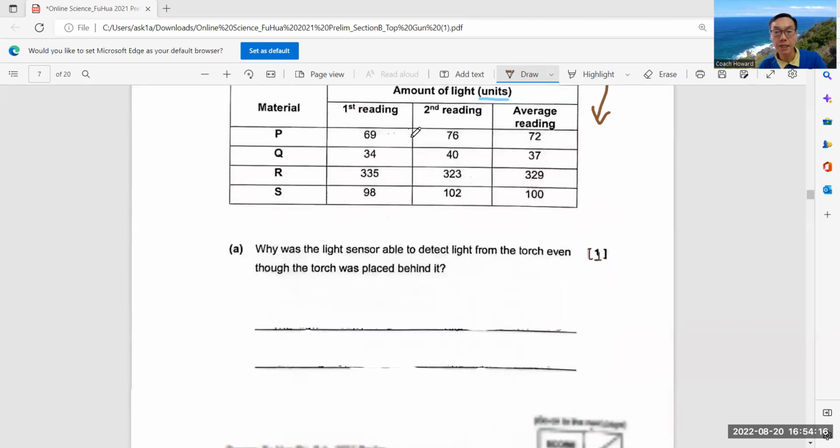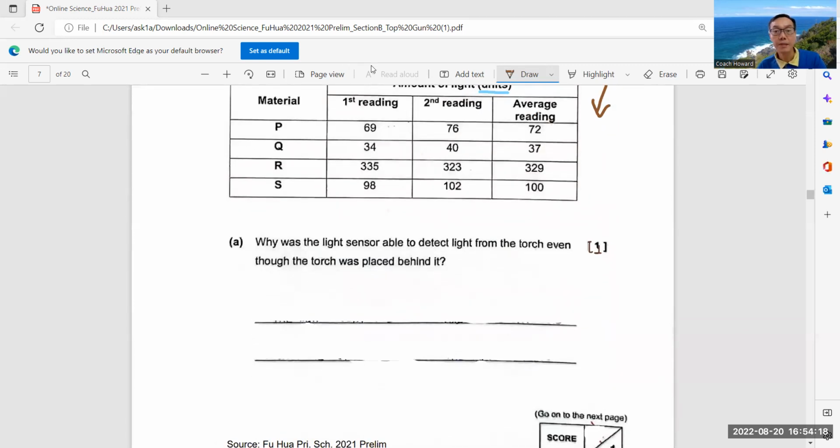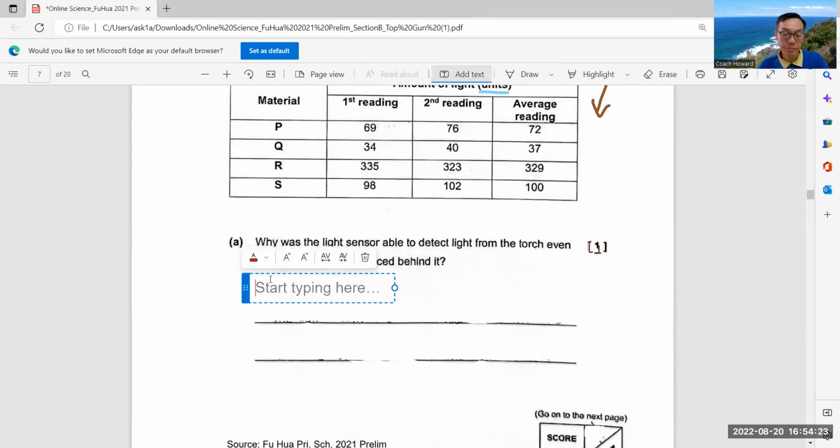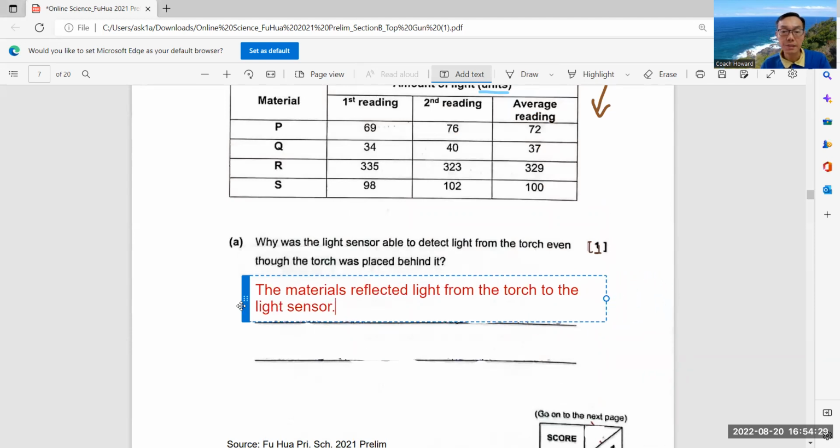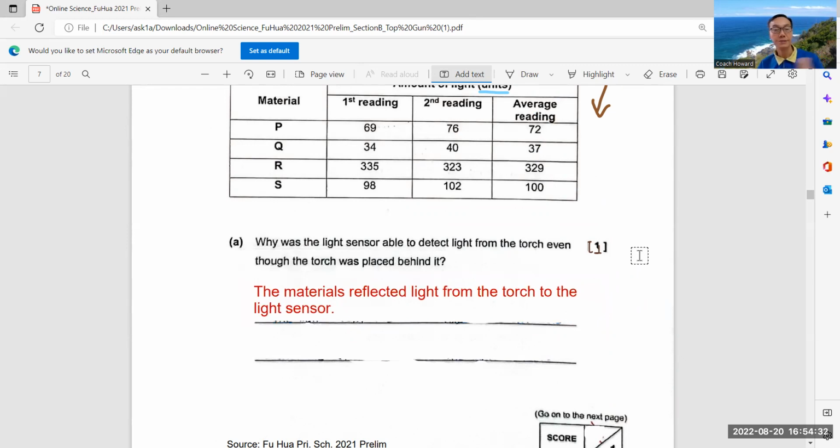Let me put it here as text. The material reflected light to the light sensor. Okay, next.